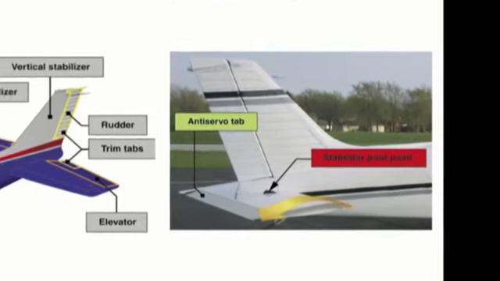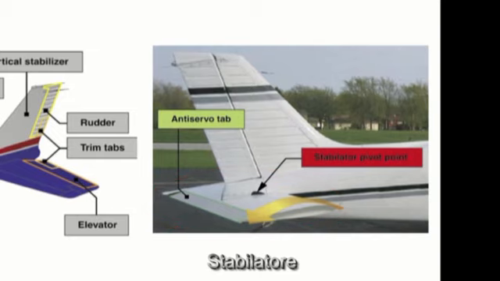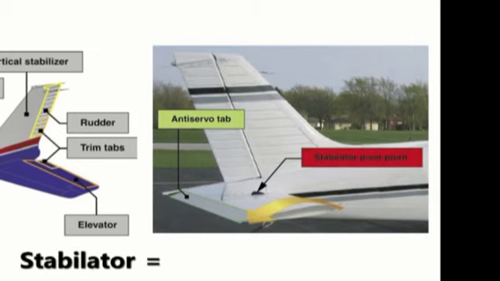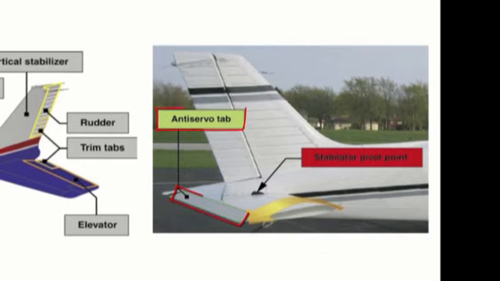A second type of empennage design does not require an elevator. Instead, it incorporates a one-piece horizontal stabilizer that pivots from a central hinge point. This type of design is called a stabilator and is moved using the control wheel just as the elevator is moved. Stabilators have an anti-servo tab extending across their trailing edge.